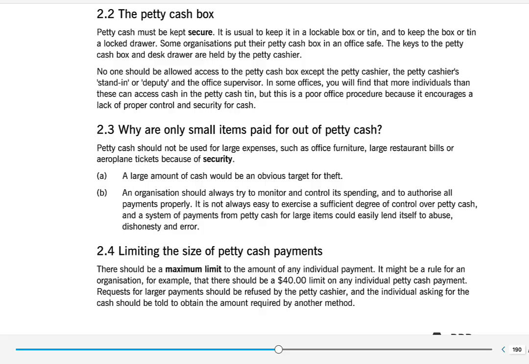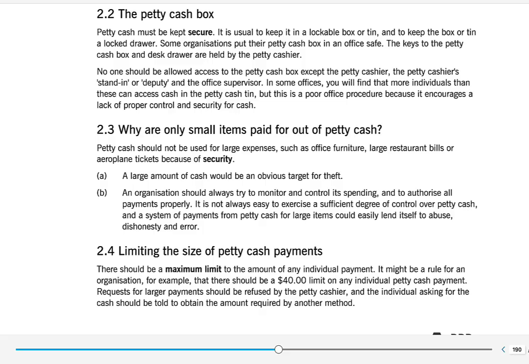Why must the petty cash box be lockable? Because petty cash is easy to take. If the box is open, anyone can take money. Even small amounts can disappear little by little, and then at the end of the week, the cash will not match the records. So the rule is, petty cash must be kept in a lockable box or tin.